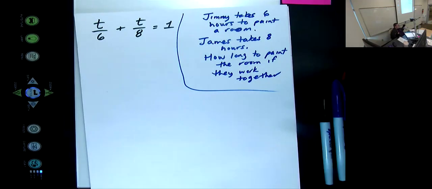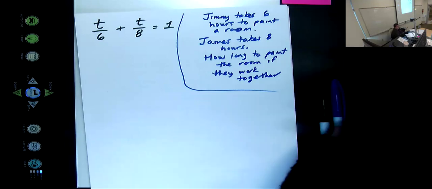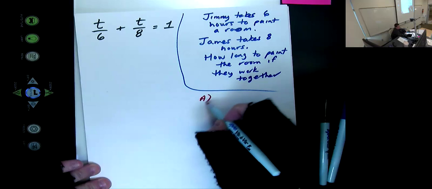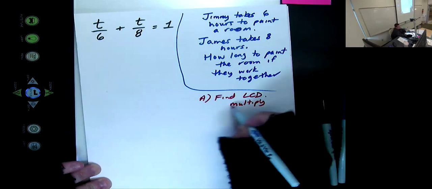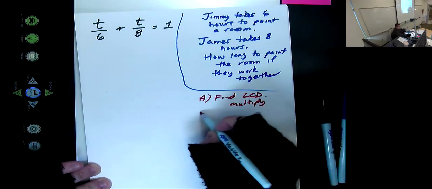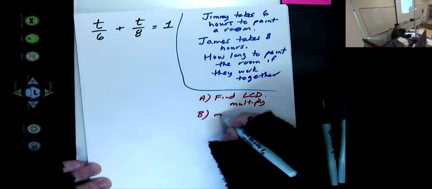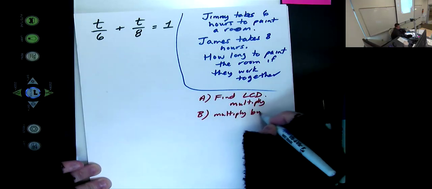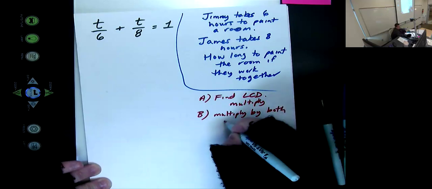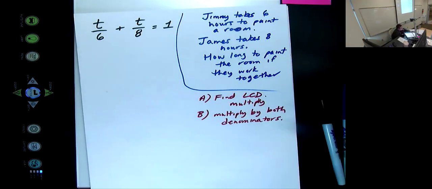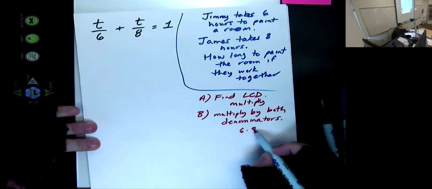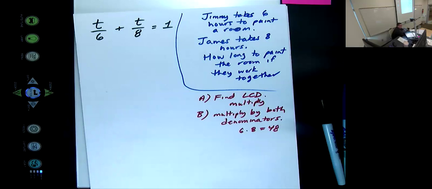Now, here, we could find the LCD. We talked about that already, and then multiply by it. Or just multiply by both denominators, which is a little quicker. I don't need to find the common denominator. It doesn't take that long to do, it's 24. But 6 times 8 is 48, and that's much quicker to do.